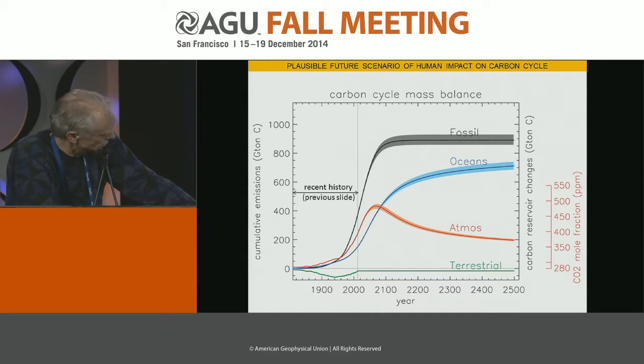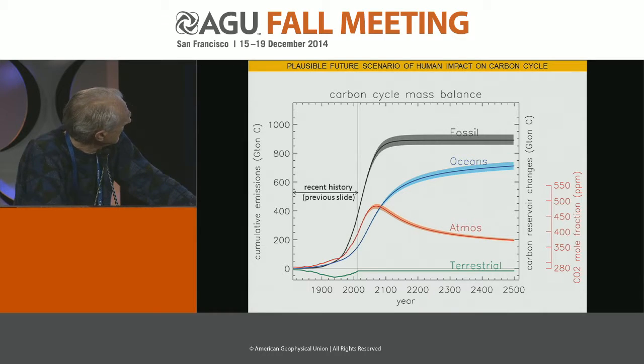Atmospheric CO2 will be permanently very high, even though the oceans and the atmosphere are still equilibrating for hundreds of years. But atmospheric CO2 will not go down below 350 for more than several thousand years, actually.